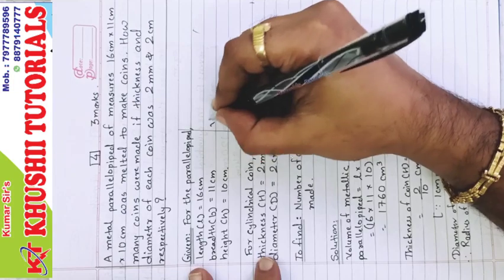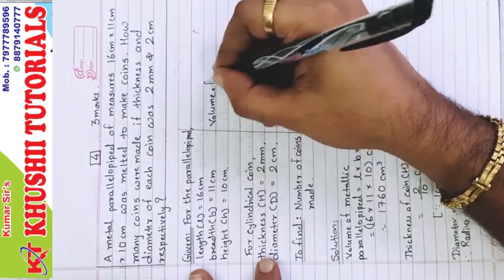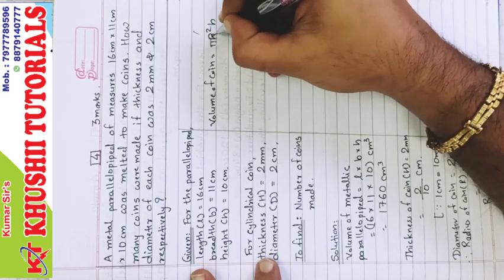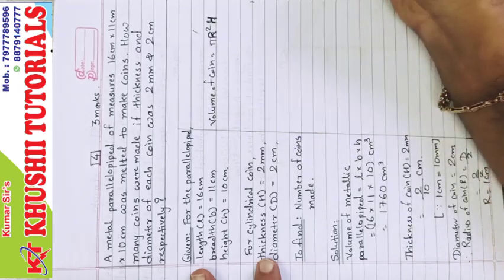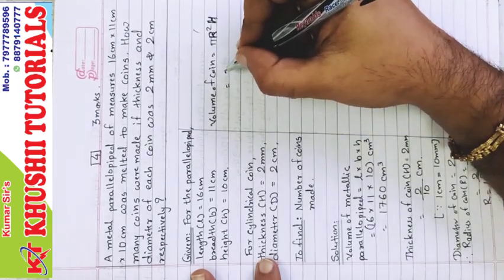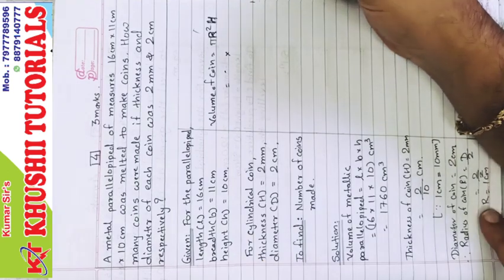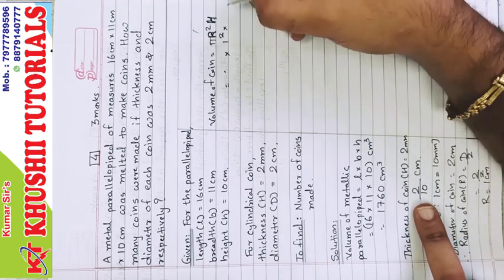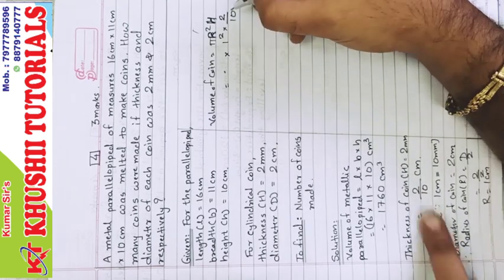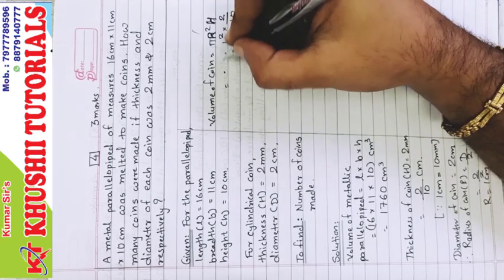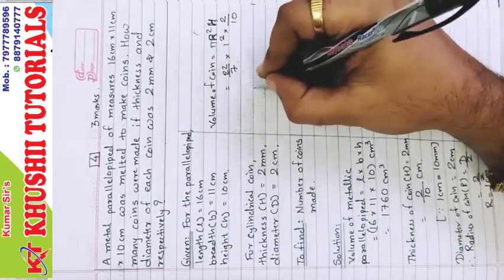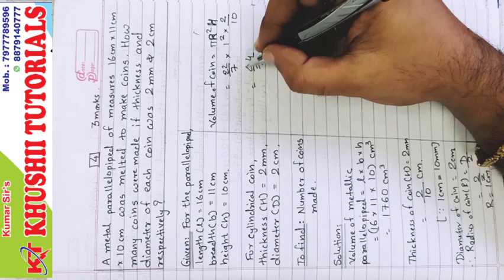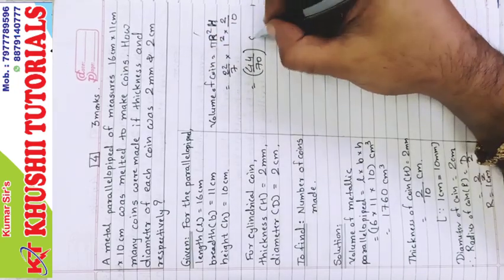Now volume of coin. What is the shape of coin? Cylinder. So volume of cylinder is pi r square h. Pi r square h. The formula. Pi value is not given, so we will take it afterwards. R is 1 square, and height, thickness is given 2 by 10. And as pi is not given, so we will definitely take 22 by 7. So 22 2s are 44 by 70, volume of one coin, centimeter cube.